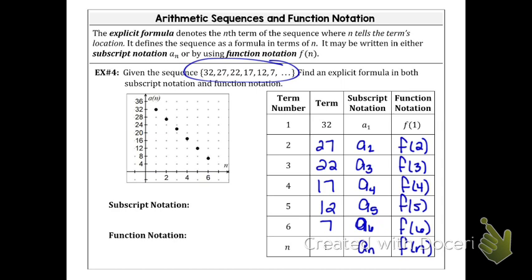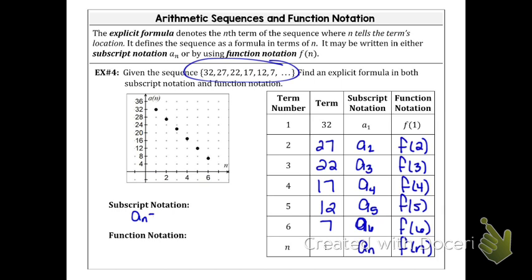All right, now it wants us to write it in subscript notation. So it's up to you if you want to use the subscript notation, the a sub n one, so you can use the general form of the explicit. I'm just going to be lazy right now. I'm just going to use the explicit form because they didn't give me the 0 term, and I'm just being lazy.